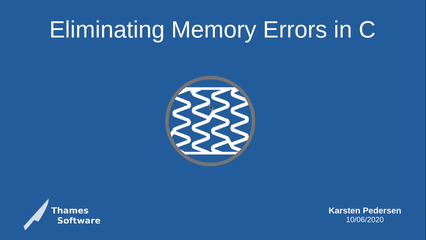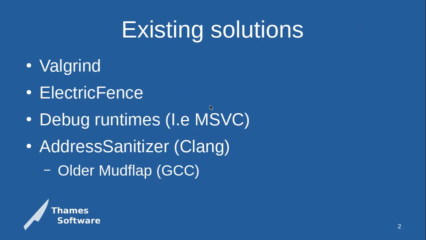Hello, this talk is going to give an overview of one of the tools we use to eliminate memory errors. So a little bit of background. There's a few other solutions that we can use: Valgrind, electric fence, some debug runtimes and address sanitizer. Now there's a few issues with some of these. For example, Valgrind runs a little bit too slow, so for our real-time or interactive simulations it's just a bit painful to use.